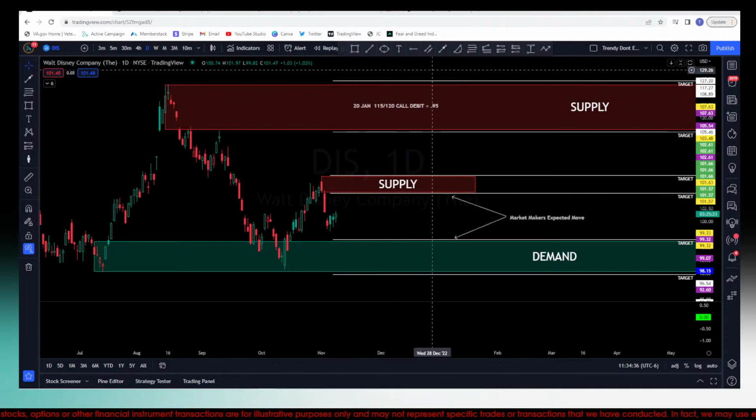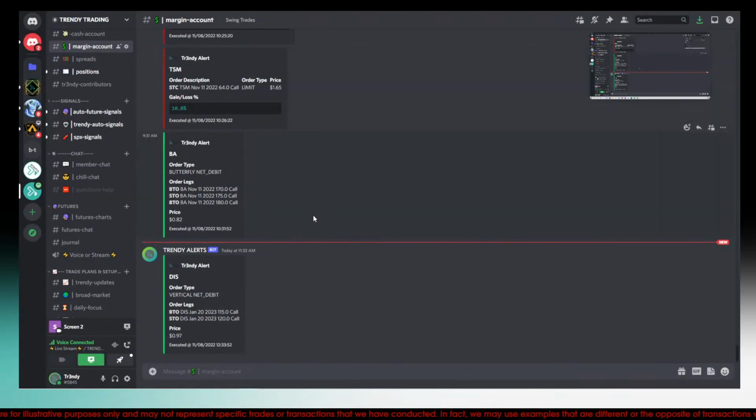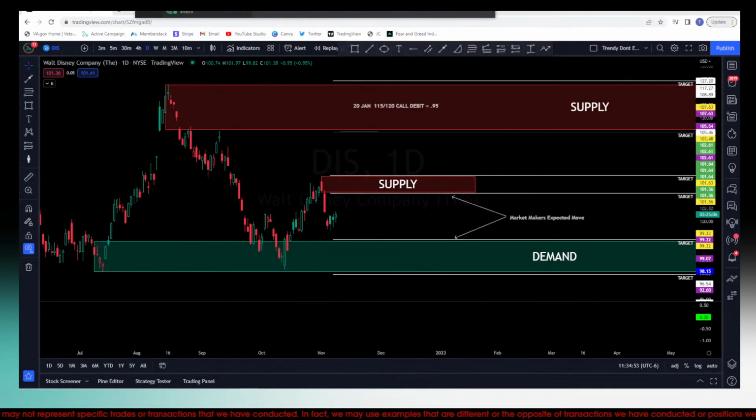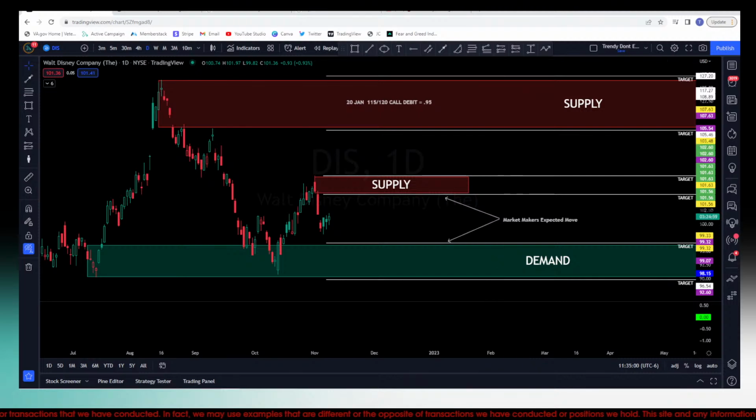I went ahead and got in this, and my room's going to see that immediately because my API is connected to my room. So about the 115 by 120 for 97 cents. Okay. And again, this is not a solicitation for you guys to buy or sell, just showing you my methodology.